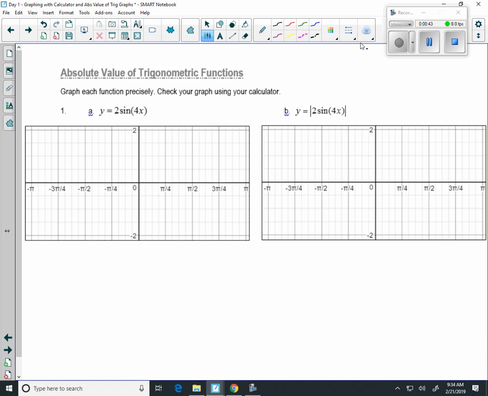So 2 sine of 4x, what would the period of this function be? Pi over 2. So we have a period for this one of pi over 2. We have a vertical stretch of 2, so let's make that happen just normal time. So here, halfway in between we're going to go up to 2, halfway in between we're going to go down to 2.